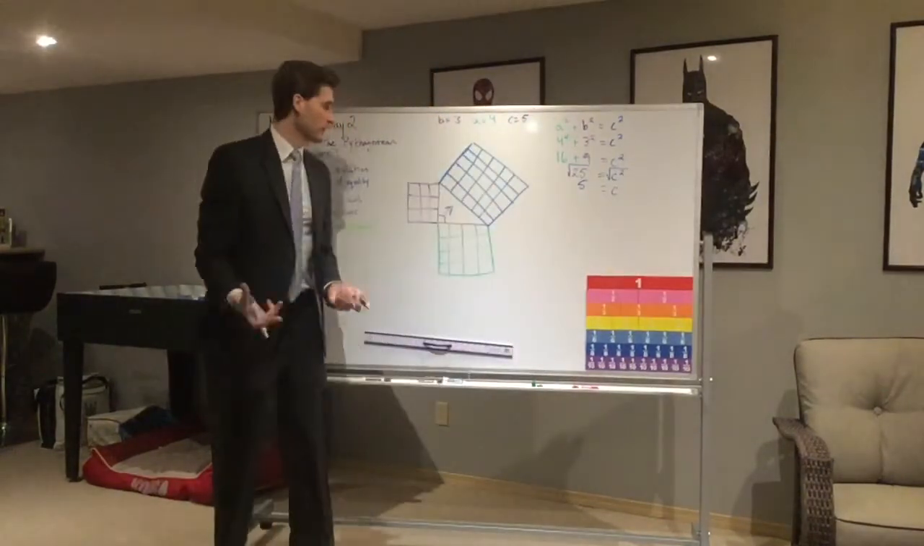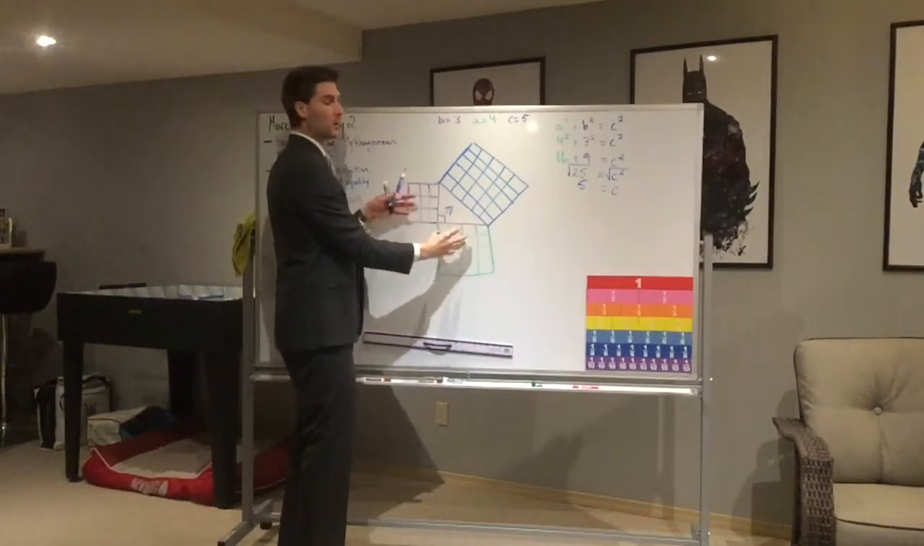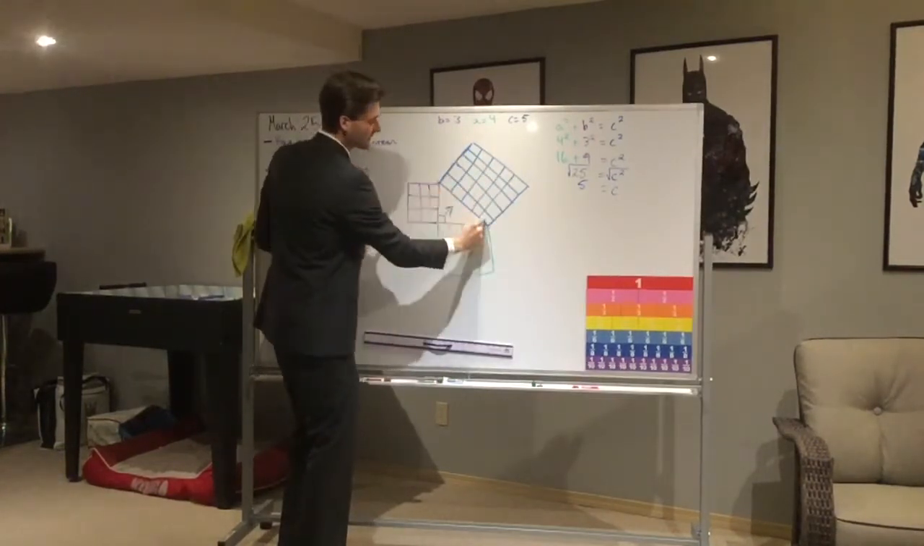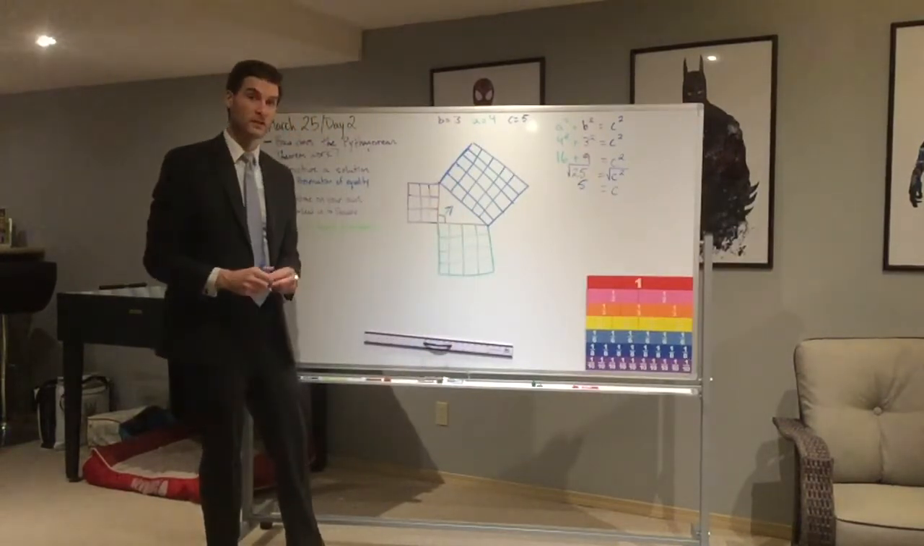So that's how it works. That's what we're actually saying. We're saying that if I took these squares and I added them up, I'm going to get this square. If I take the square root of that, that's going to give me that side. So that's how the Pythagorean theorem works.